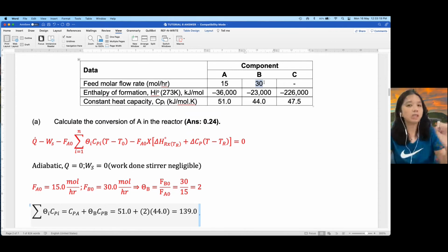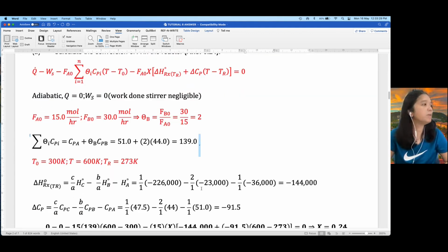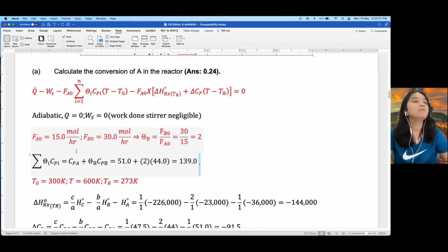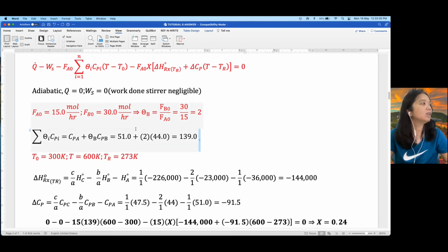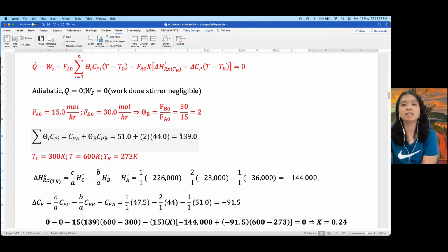So we can use it to find theta B. Theta B equals FB0 per FA0. So 30 divided by 15, you get 2. So theta B is 2. CPB is 44 from the question. So you get your summation theta I CPI as 139.